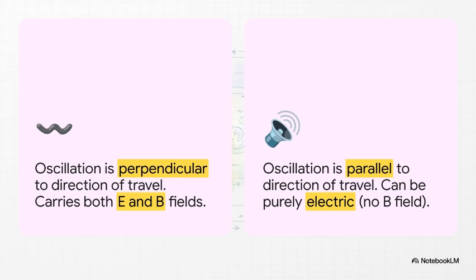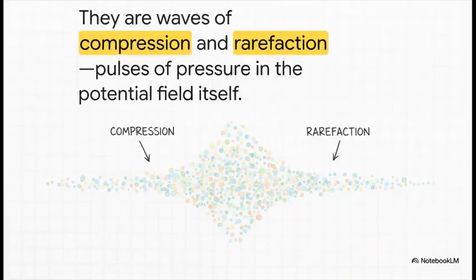And what's really amazing is they can be purely electric, with no magnetic field at all. So, you're probably asking, what's actually oscillating? What's waving? It's the potential itself. You can think of these longitudinal waves as pulses of compression and rarefaction, or densification and depletion. They're basically waves of pressure and suction in this scalar potential field, pushing and pulling along their direction of travel.